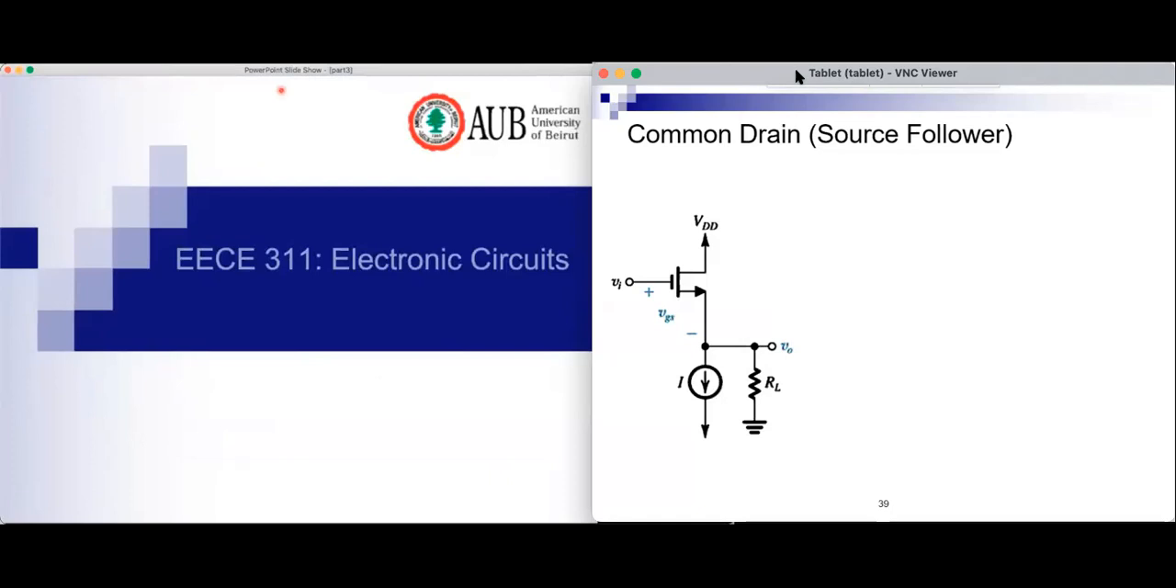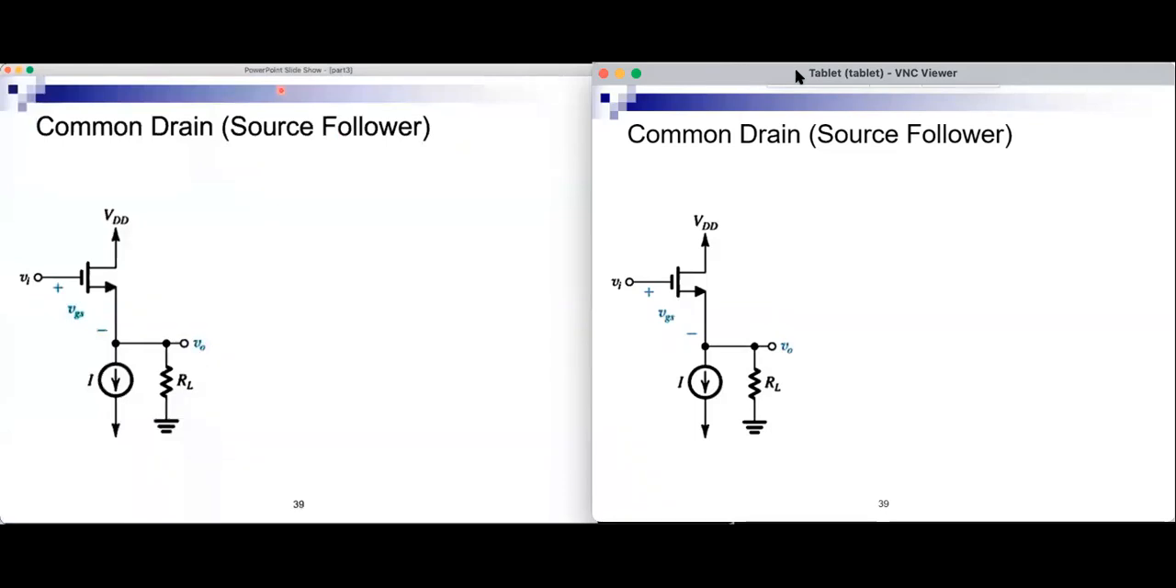So let's get started with this common drain. This is something that we talked about previously. This is the common drain amplifier. Here, the input is at the gate. The output is taken from the source, and the drain is connected to the supply. So this is signal ground. And there is also a DC source, which we will assume for now is ideal. And this is just for biasing.